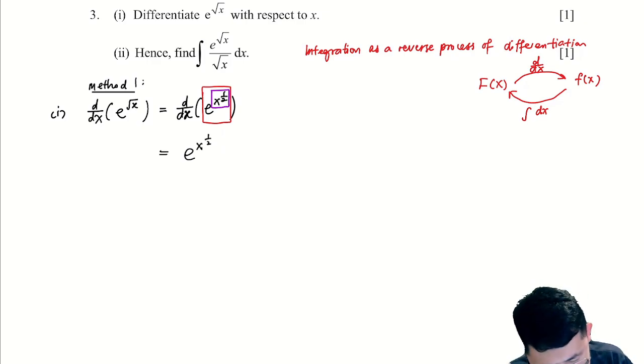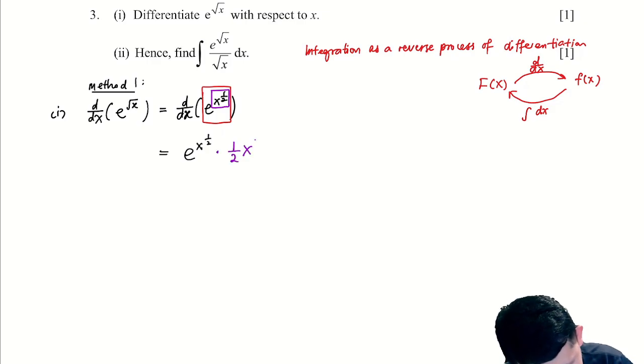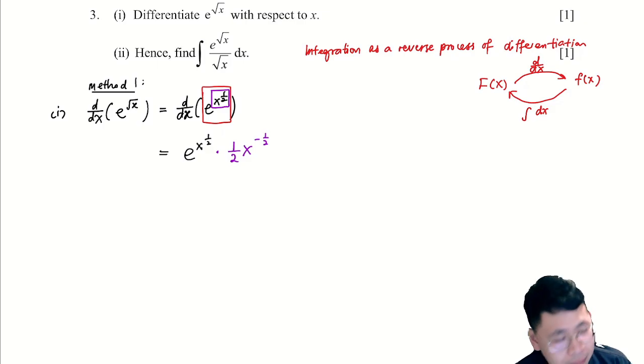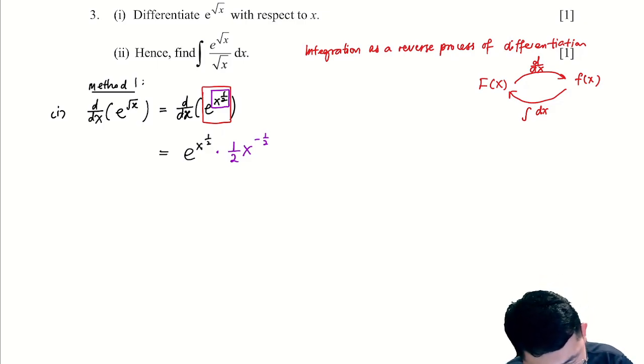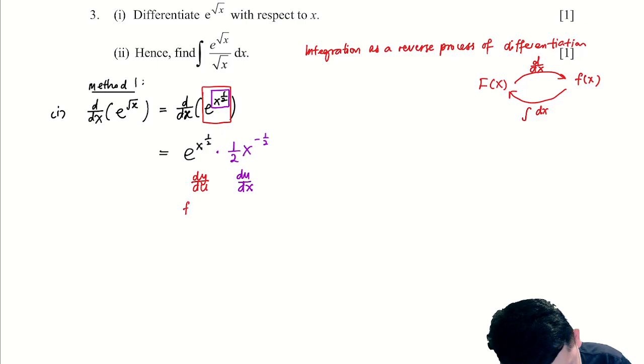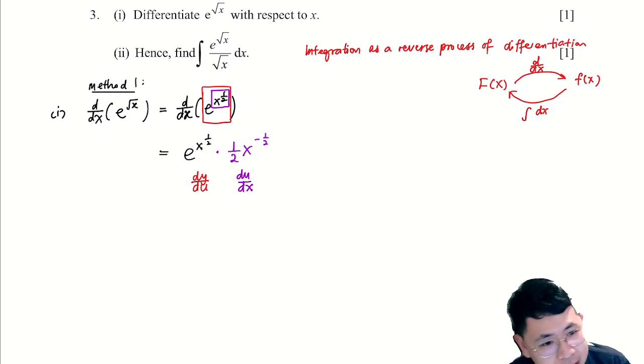Then the next step is we are going to differentiate the function inside. So how do we differentiate the function inside? Now x power half means that we just bring the power down, power minus 1, like this. Okay, so if you can recognize, this one over here is your dy/du. This one over here is your du/dx.